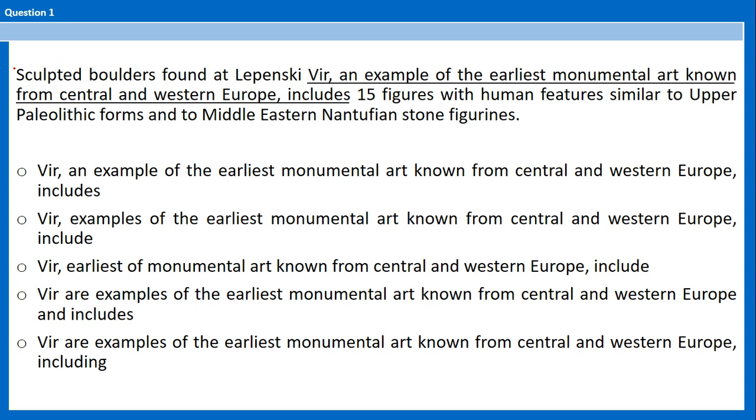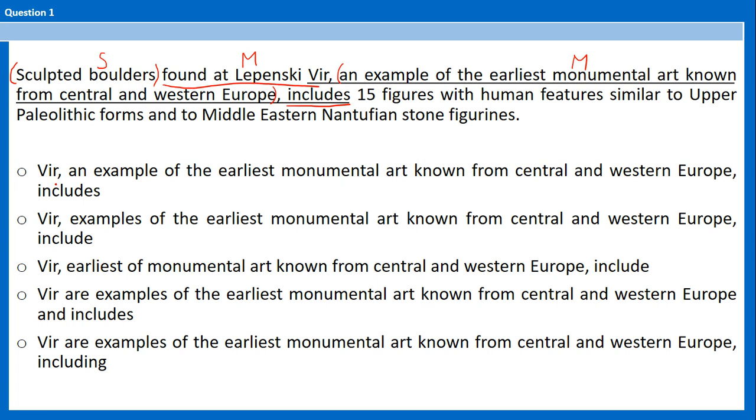My subject in this question is, at the beginning, sculpted boulders. So, boulders. Found at Lipinski is a modifier. An example of the earliest monumental art known from Central and Western Europe is also a modifier. And right after the comma we have the verb, includes. This pattern is very common: subject, modifiers, and then the verb, right? So, boulders is plural, includes is singular.